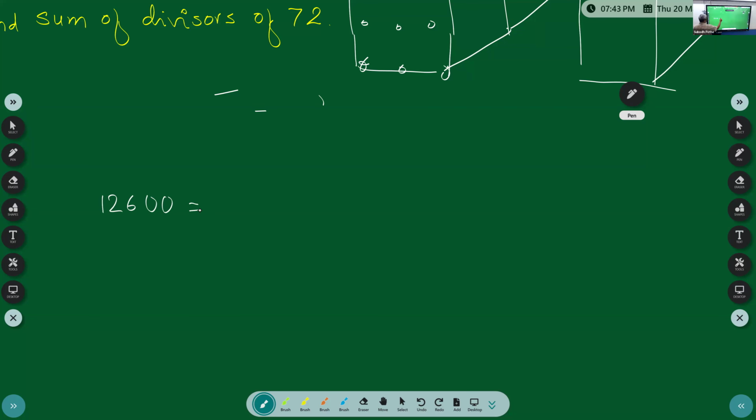Find number of factors, divisors, and sum of all divisors.